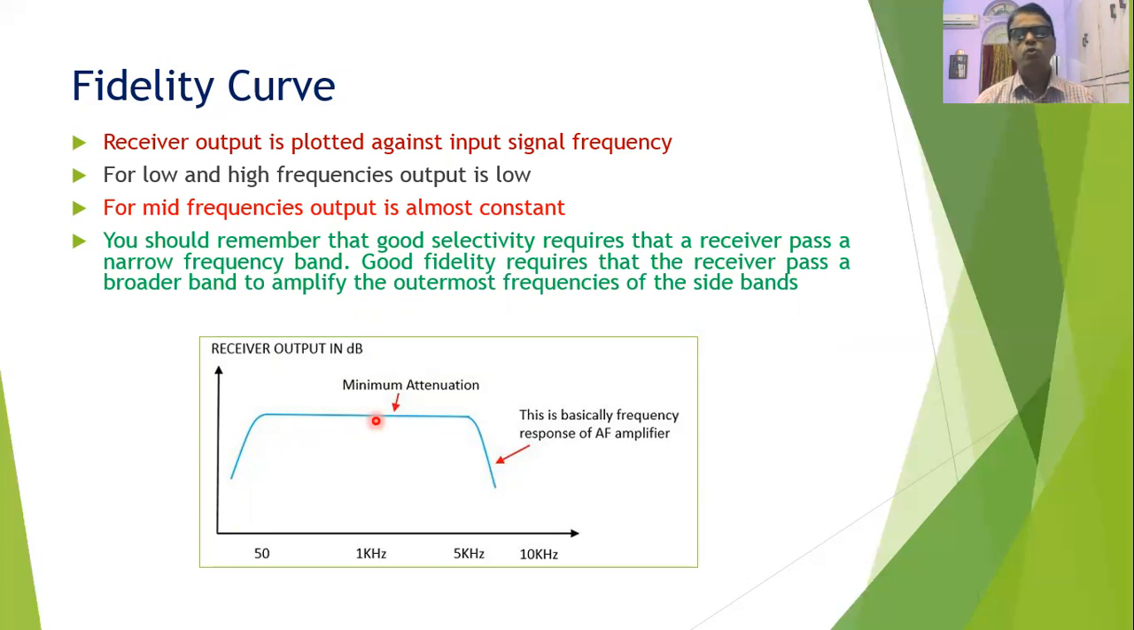Also, we can remember here that selectivity and fidelity are exactly opposite to each other. Good selectivity requires the receiver to pass a narrow frequency band, while good fidelity requires the receiver to pass a broader band to amplify the outermost frequencies of the sideband. Therefore, whenever we design a receiver, we always need to make a compromise between good selectivity and good fidelity.